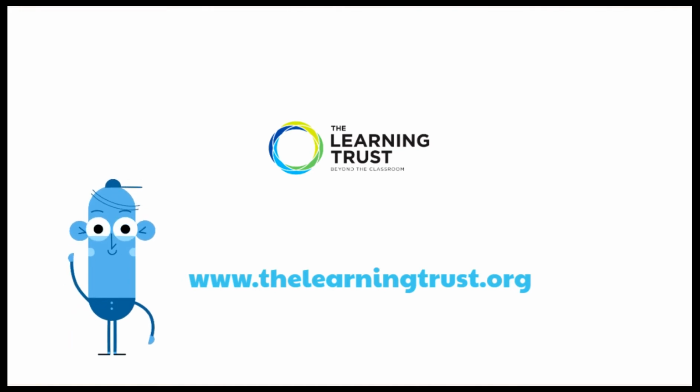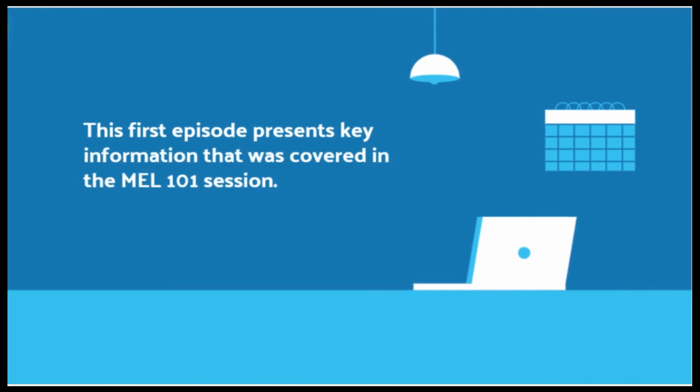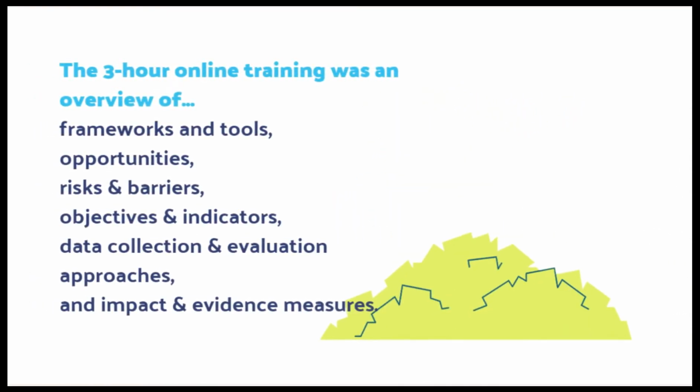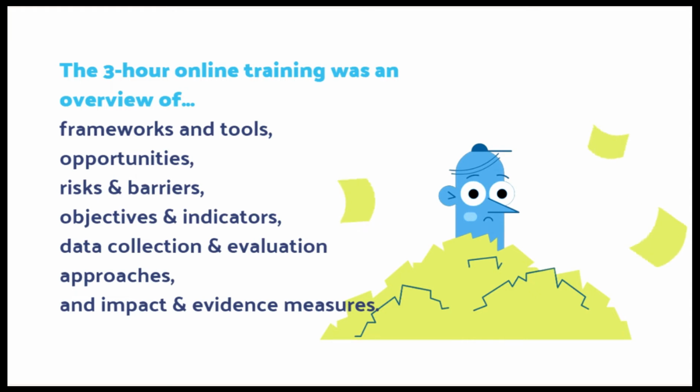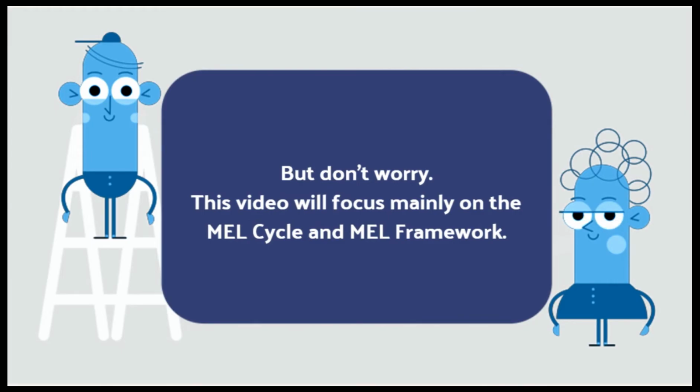This is the first episode in the 6-part series and offers a short recollection of key information that was covered in the M.E.L 101 session. The 3-hour training covered a lot of information, too much to include in this short video. So the content covered here will include an overview of the M.E.L cycle, the M.E.L framework, and how to make use of it in your own organization.